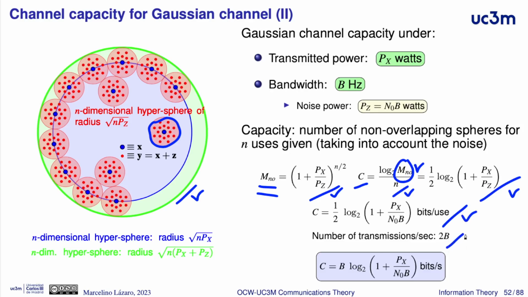Now, if we take into account that for a signal of bandwidth B, the number of samples, the number of transmissions per second, will be 2 times this bandwidth according to the Nyquist sampling rate. Now 2 times B times 1/2 becomes B, and we obtain the final expression for the channel capacity. The bandwidth in hertz times the logarithm in base 2 of 1 plus the ratio between the signal power and the noise power, N0 times B.